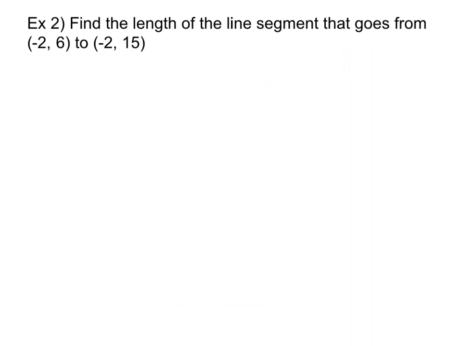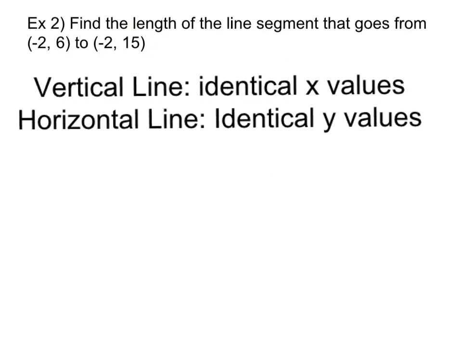Before we figure out the length of this line segment, we need to make sure that it's either a horizontal or vertical line. So again, how would you do that without graphing? Well, we're going to look at our x values and our y values. If your x values are the same, then your line is vertical. If your y values are the same, then your line is horizontal. If neither of them are the same, then your line must be diagonal. You're going to want to make sure that's in your notes.